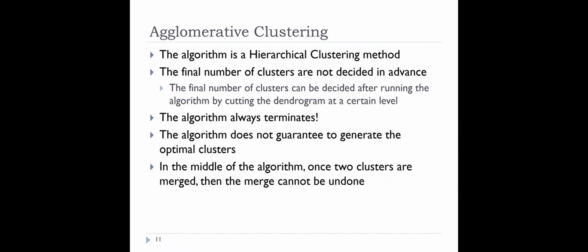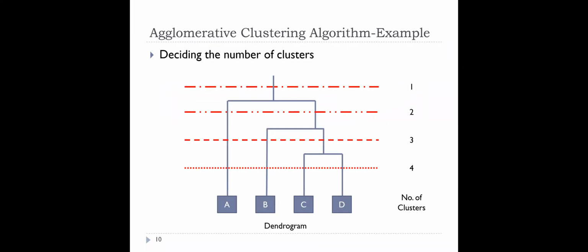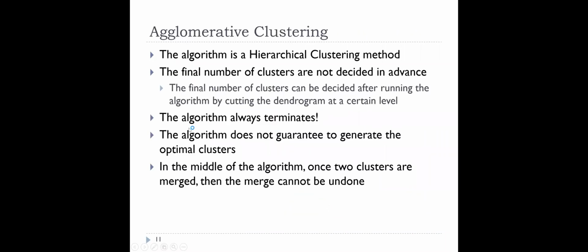The final number of clusters is not decided in advance. It can be decided after running the algorithm by cutting the dendrogram at a certain level. People may ask, what is a dendrogram? This is a dendrogram. The algorithm always terminates, but it does not guarantee to generate the optimal clusters. In the middle of the algorithm, once two clusters are merged, the merge cannot be undone. You cannot just undo that.